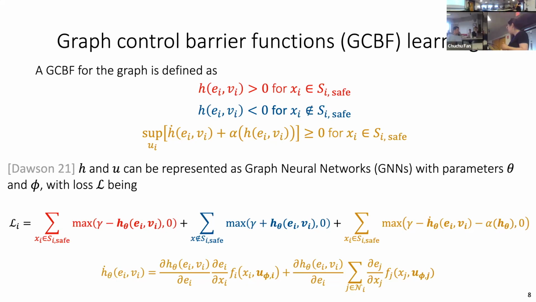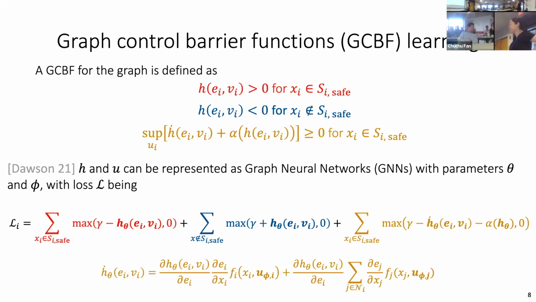But don't we need this to hold for all x? Yes, you need this to hold for all x, but because each agent has the same copy, the theory of GCBF can show that if each agent has one of these, the entire graph will have a global barrier function that satisfies the safety.